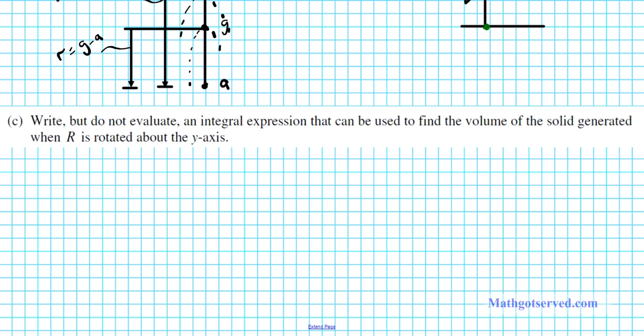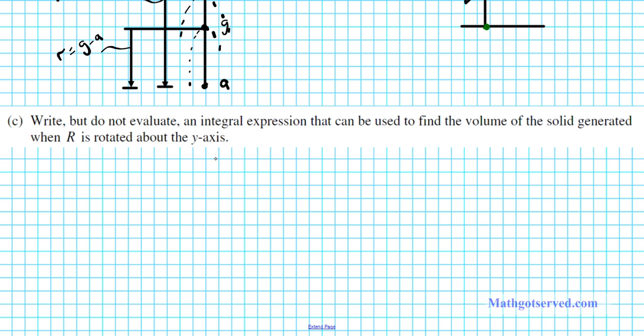All right, so for the C part, it says, write but do not evaluate an integral expression that can be used to find the volume of the solid generated when R is rotated about the y-axis. So what direction are we rotating? Our radius is going to be perpendicular to what axis? Well, we're going to be going in the y direction, in the direction of the y-axis. So what formula are we going to be using?